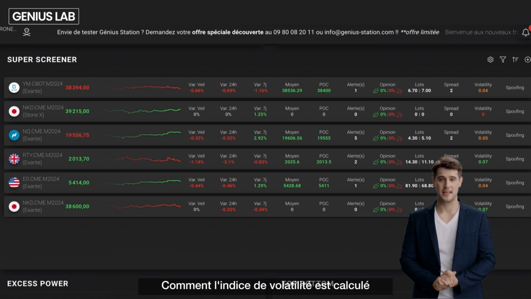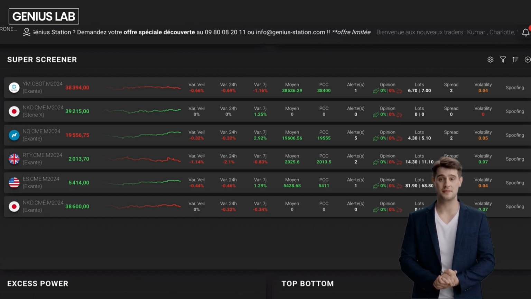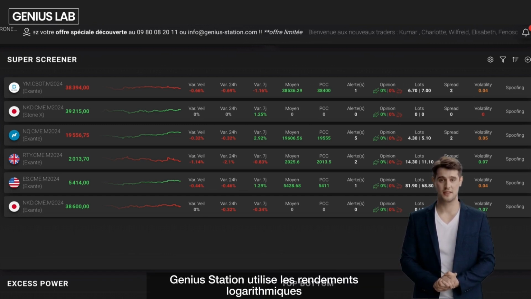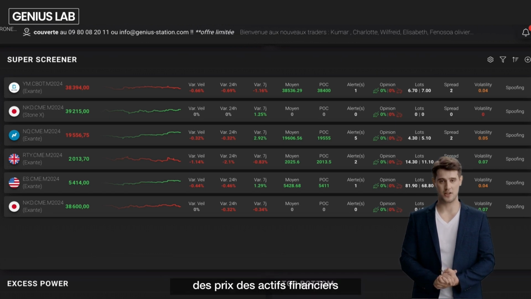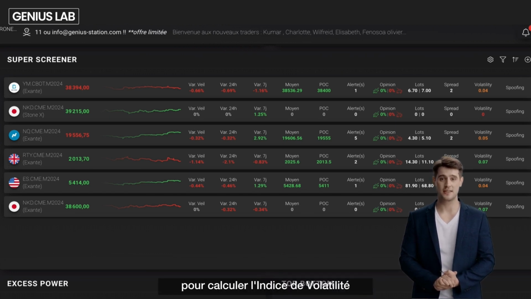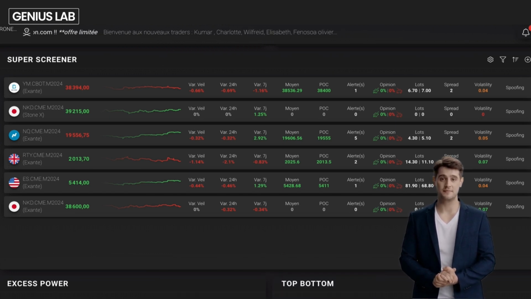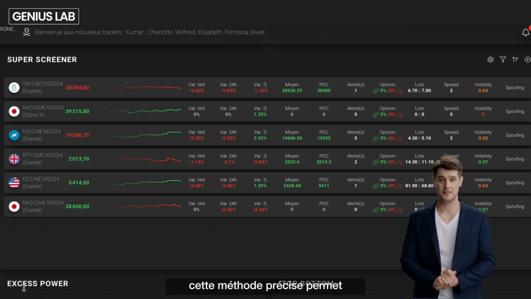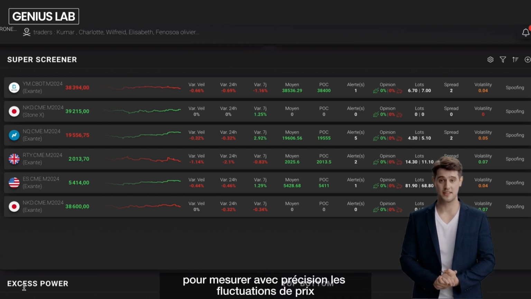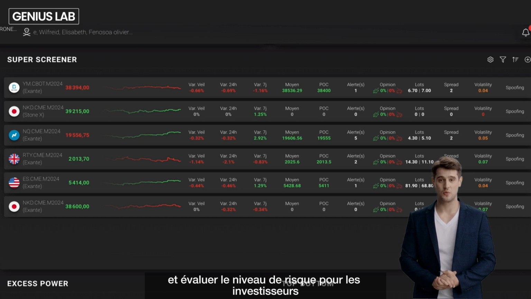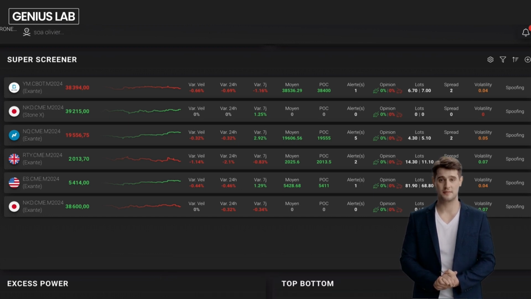How the Volatility Index is calculated. Genius Station uses the logarithmic returns of financial asset prices to calculate the Volatility Index. This precise method allows for accurately measuring price fluctuations and assessing the risk level for investors.